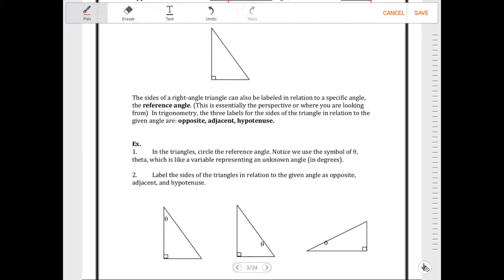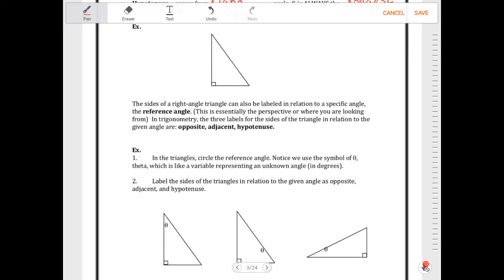Now, move along. The sides of a right angle triangle can also be labeled in relation to a specific angle, the reference angle. This is essentially the perspective or where you are looking from. In trigonometry, the three labels for the sides of a triangle are the opposite, adjacent, and the hypotenuse. Now, we don't have to do too much here because you see the hypotenuse? The hypotenuse will never change. The hypotenuse is always directly across from the right angle. That's great. That's nice and easy. To figure out the opposite or adjacent, we must use what's called the reference angle.